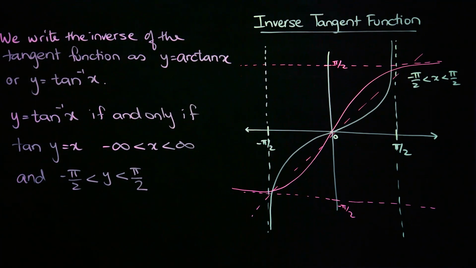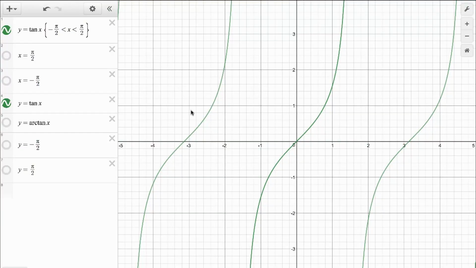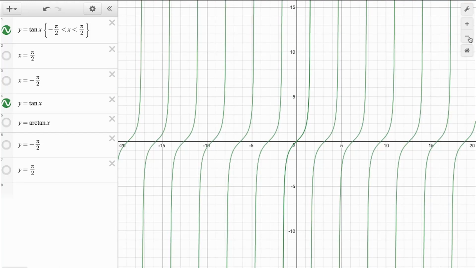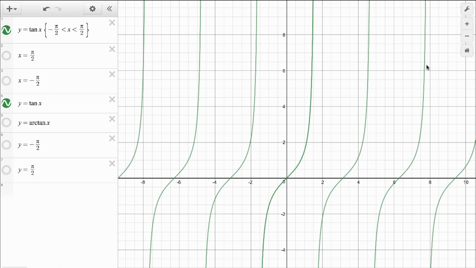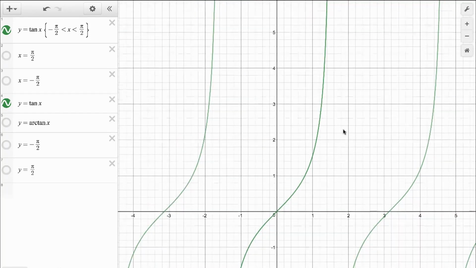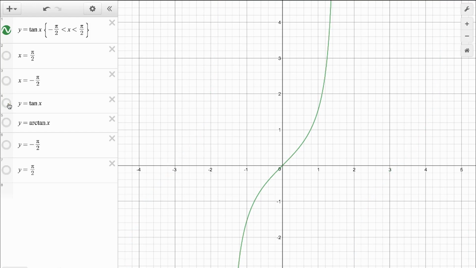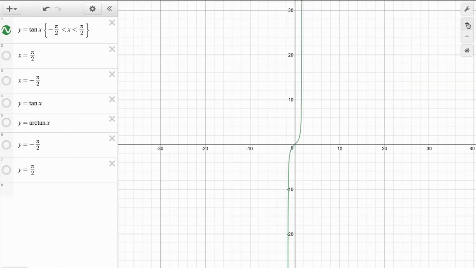So let's take a look at this on Desmos. Okay, so here is your graph of the tan function, right? If I zoom out, you can see that obviously this is not a one-to-one function. What I'm going to do is restrict my function to negative pi over 2 to pi over 2. So now, even if you zoom out, we can see that that's a one-to-one function, okay?